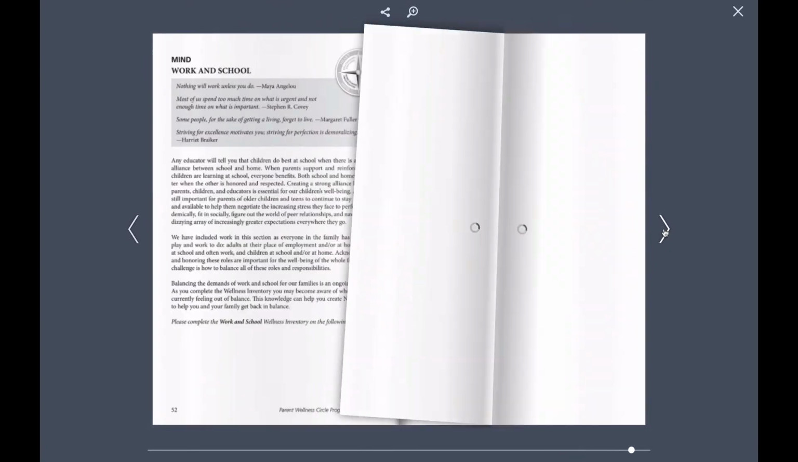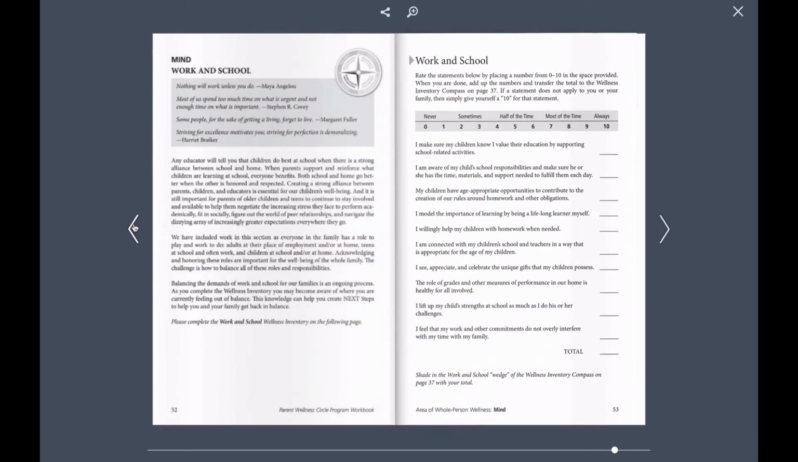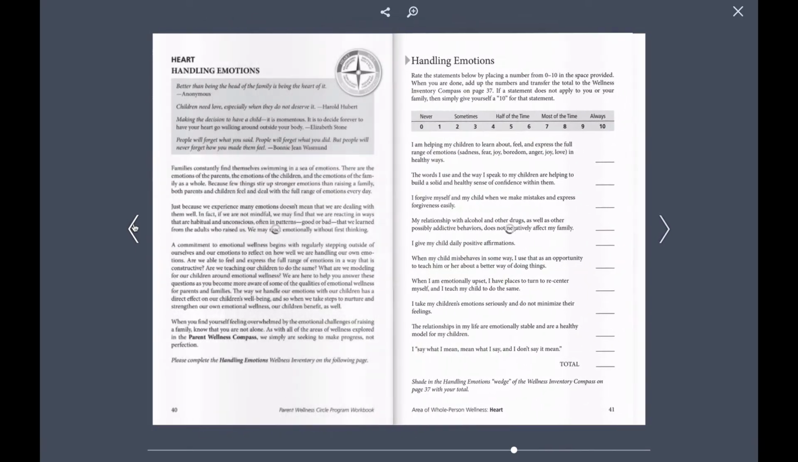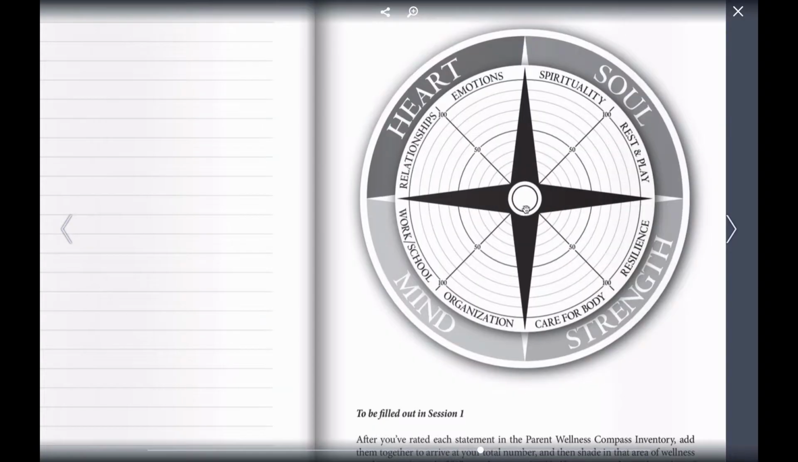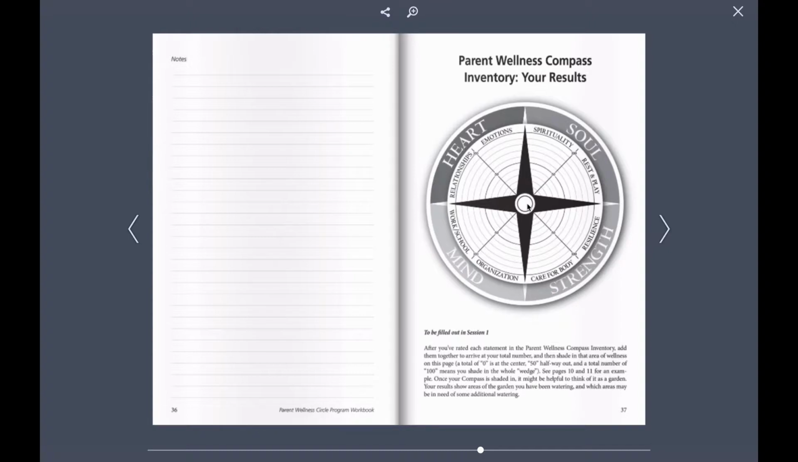Once they do all that and they get those numbers, they transfer those numbers to this compass. Then they take that number, and that's how they shade in this compass, because the compass goes from 0 to 100, as you can see here. So depending on your score, you shade that in, and that's what gets that shaded in compass that we showed that appears earlier in the book as well.